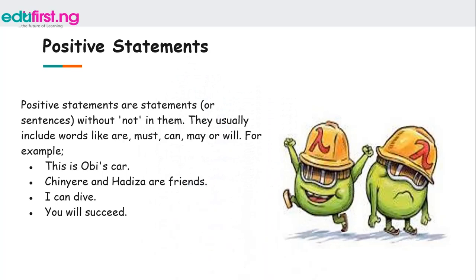So let's look at positive statements. Positive statements are statements or sentences without the word not in them. They usually include words like are, must, can, may, or will. For example, this is Obi's car. Chinyere and Hadiza are friends. I can dive. You will succeed.